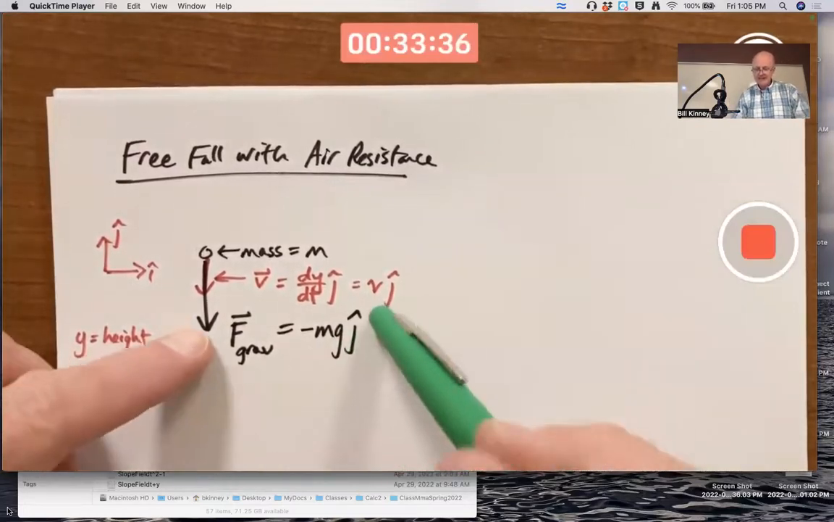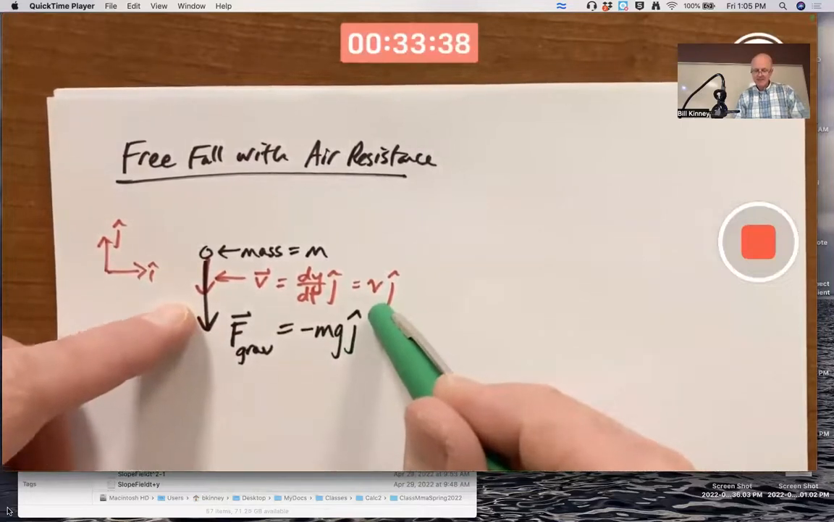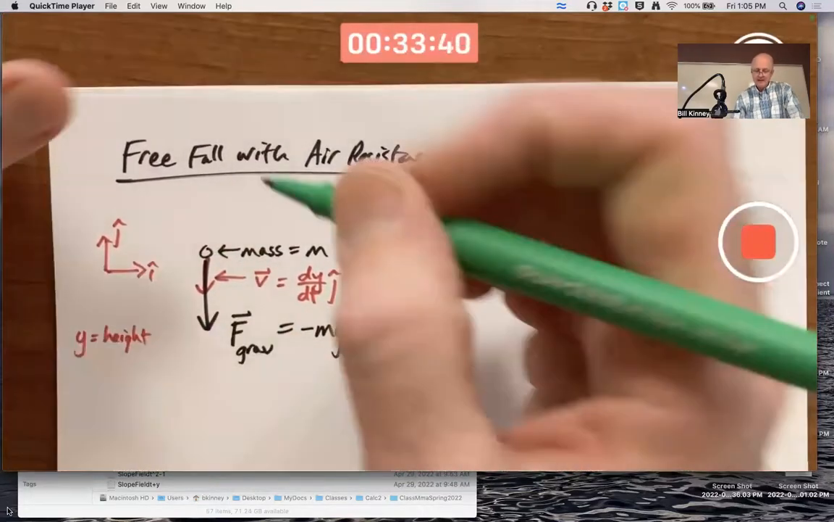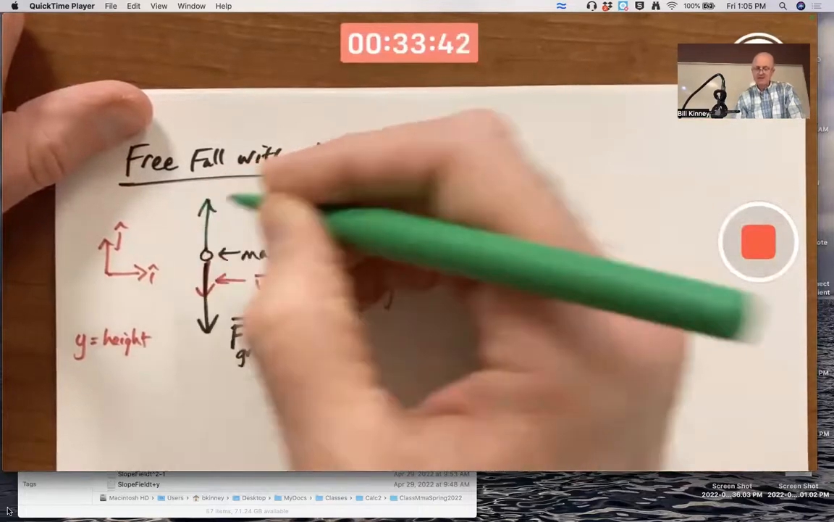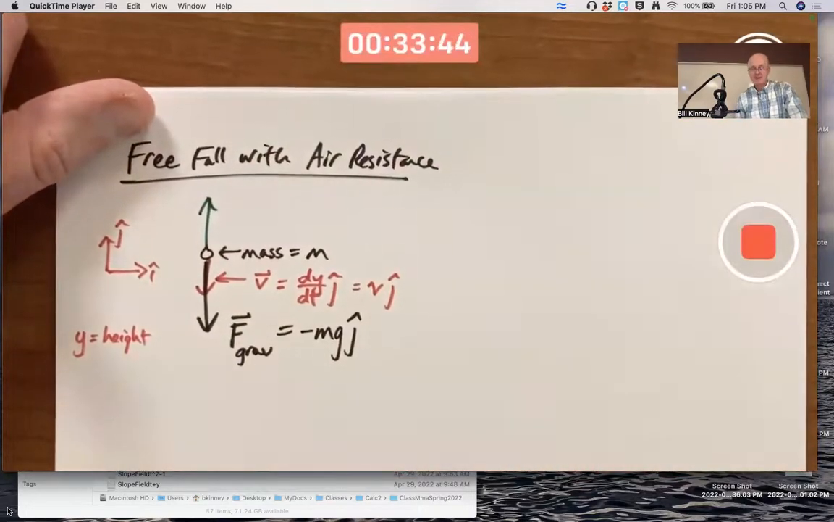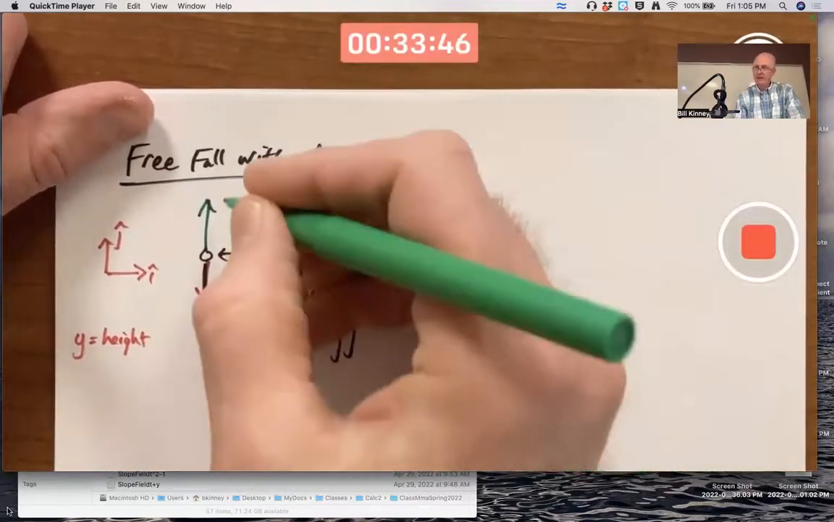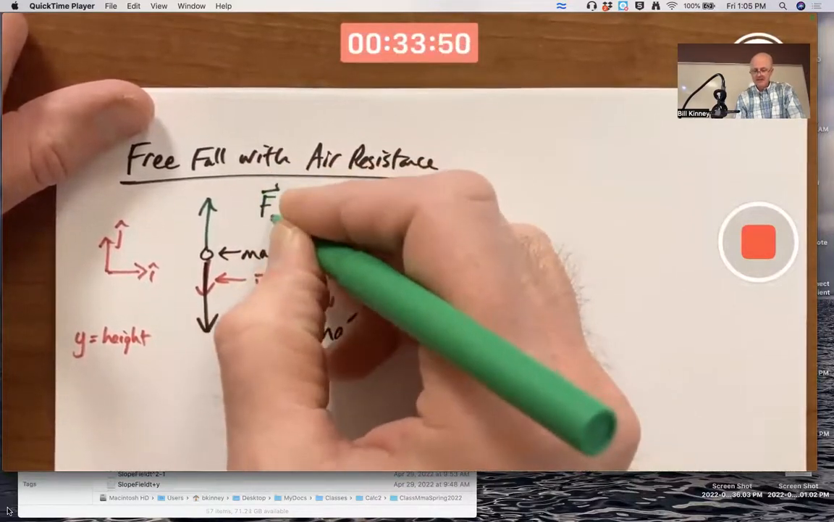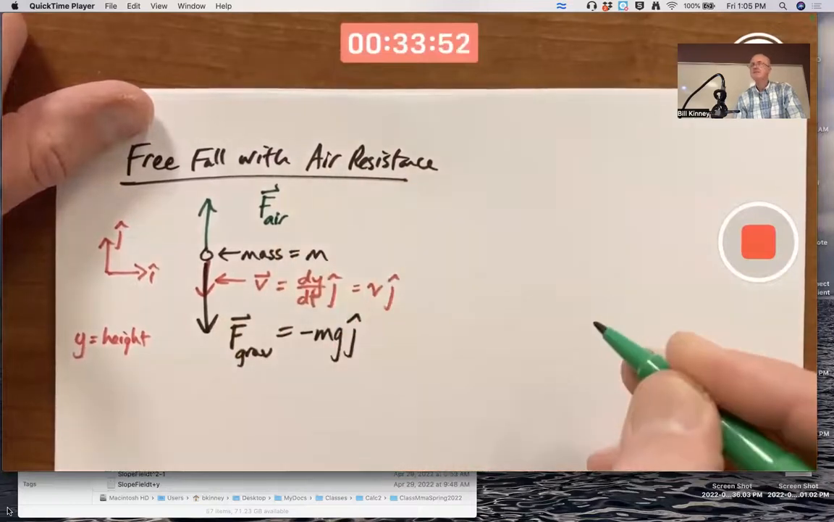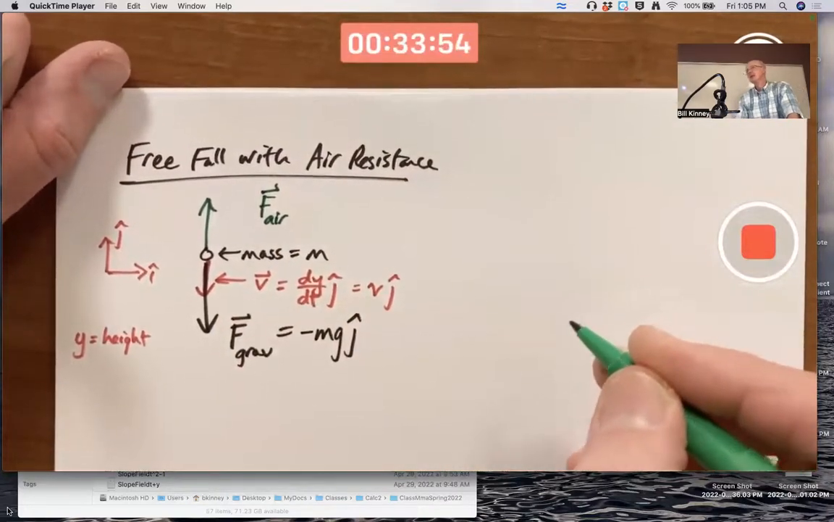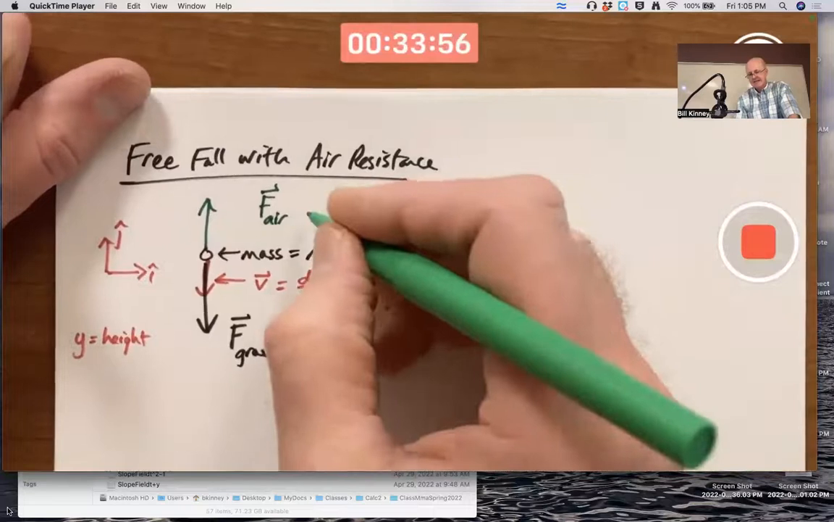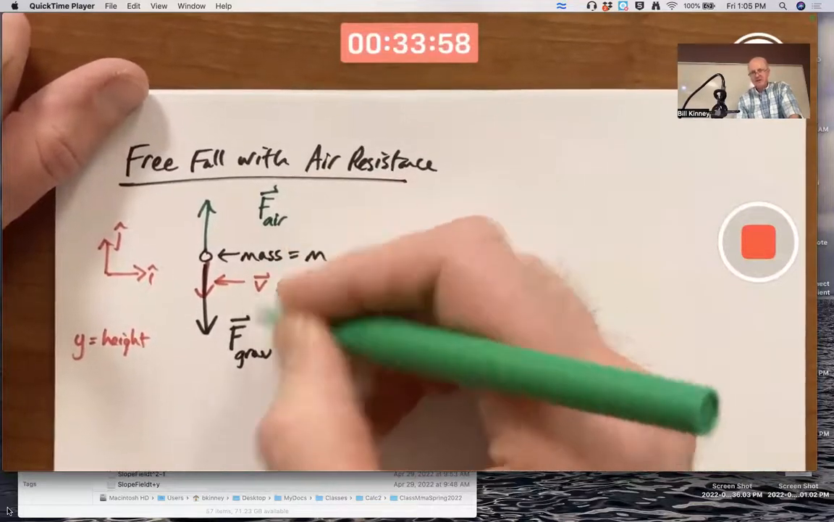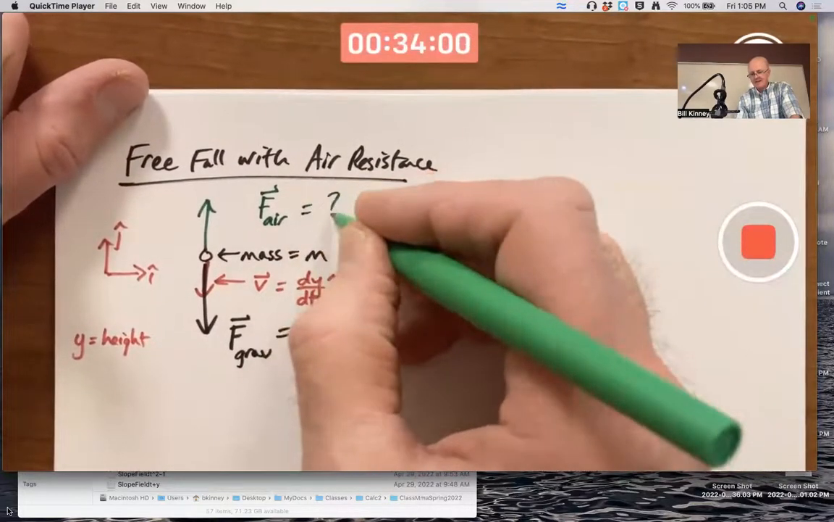But if v is negative like this, if the velocity vector is pointing downward, then the force due to air resistance, the drag force as it's sometimes called, will be pointing upward. F sub air, I'll call it. Could call it F sub drag. Points upward if v points downward. What is its formula? That's not so clear.